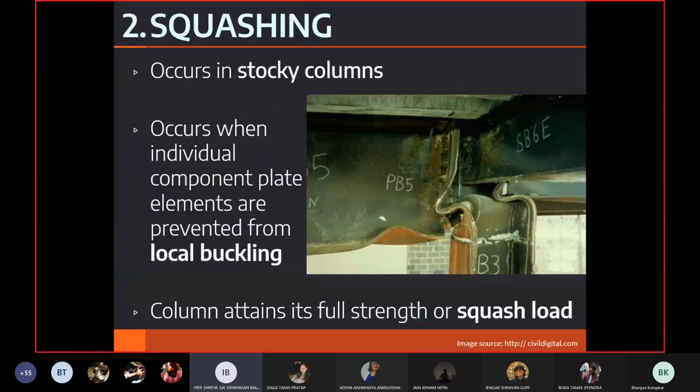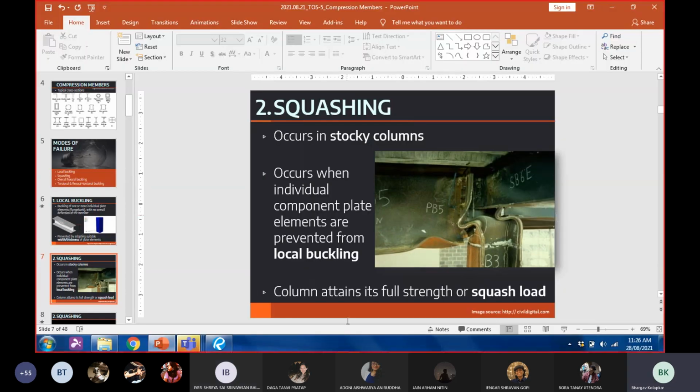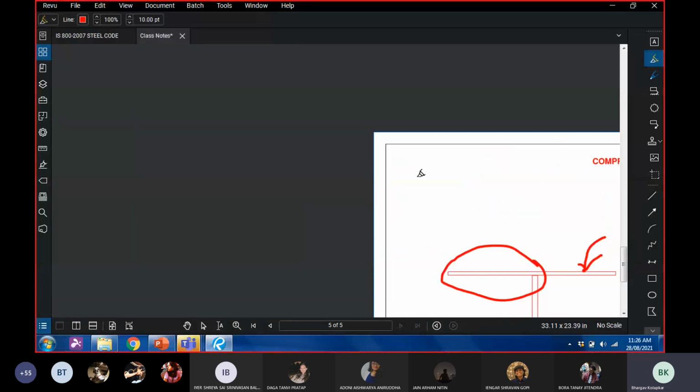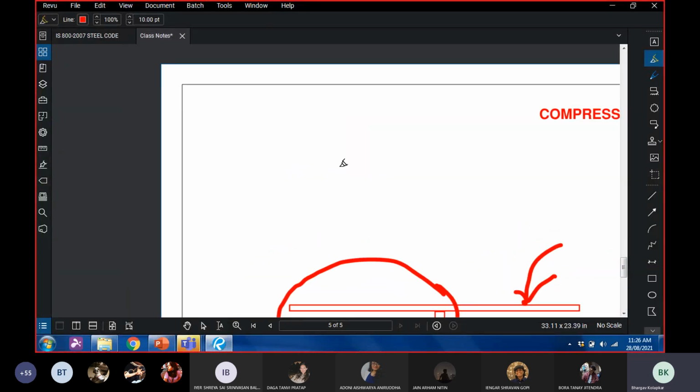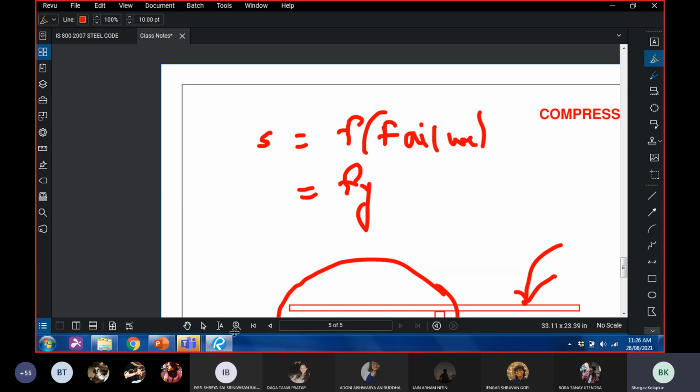I had a question. Is the squash load equal to the yield strength of the material? It is. Thank you. Because strength is nothing but the stress at failure, which is yield stress. So when you say strength, the strength can be in terms of stress or in terms of force. So if you're saying strength is nothing but the stress at failure, the stress at failure is nothing but strength. So since the stress at failure is yield stress, the strength is Fy.